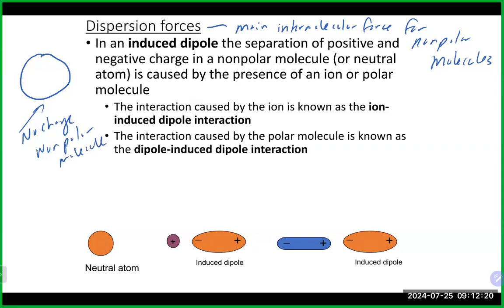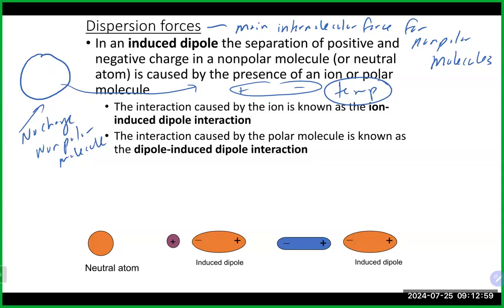So the problem with that is it needs a charge to be able to interact with things. There are a couple of ways that you can force, if you will, a nonpolar molecule to gain a charge, and become temporarily a separation of charge. One way that you could do that is what is known as an induced dipole interaction, an ion-induced dipole interaction.